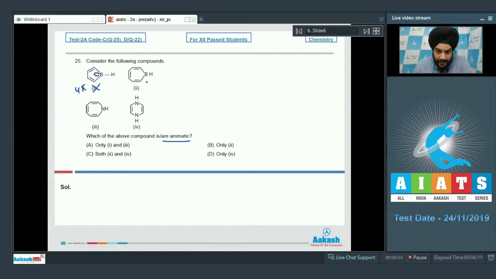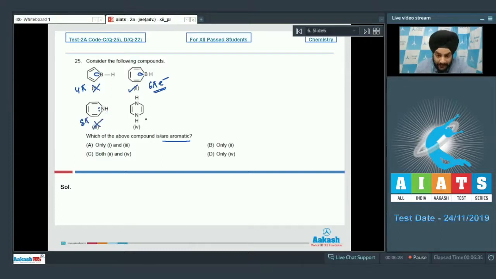If we talk about the second compound now, so we have 6 pi electrons in conjugation with the vacant orbital of the boron. So students, this contains 6 pi electrons in complete conjugation. So this is aromatic, students. If we talk about the third compound now, in the third compound again we have a lone pair over nitrogen. So it contains 8 pi electrons. So this is not aromatic.